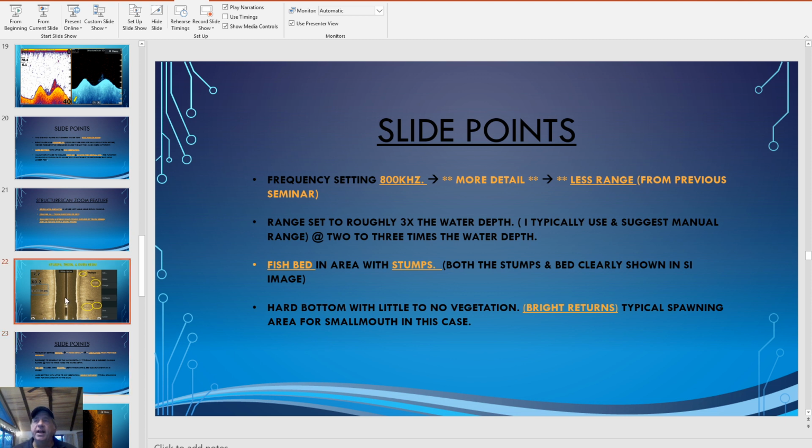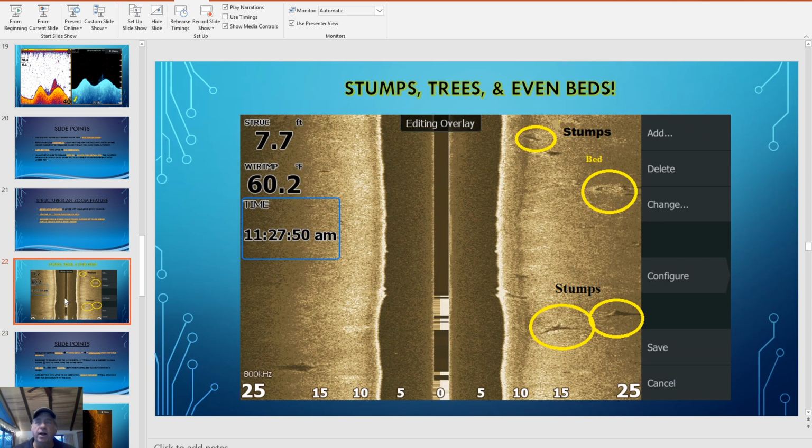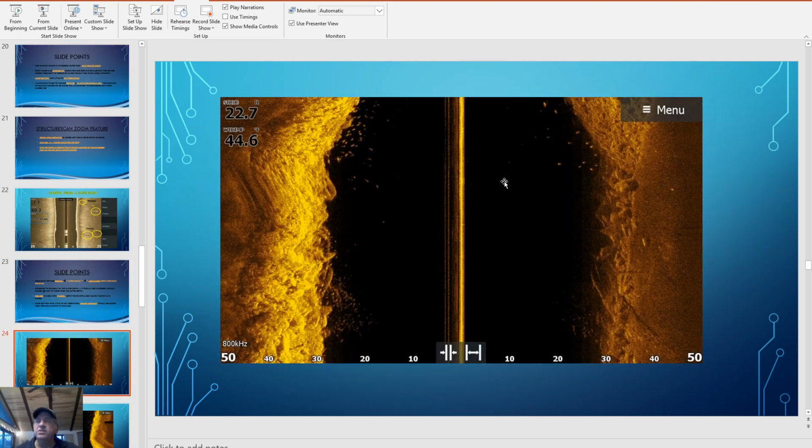Now, looking at this image, right, older LSS2 transducer, again, pretty good definition, but contrast that now. This is a screenshot I took with the newest active imaging 3-in-1 transducer that I have on my boat while I was fishing for crappie. So it's a highly powerful tool when you're looking for that fish holding cover, and in particular when you're looking for fish.